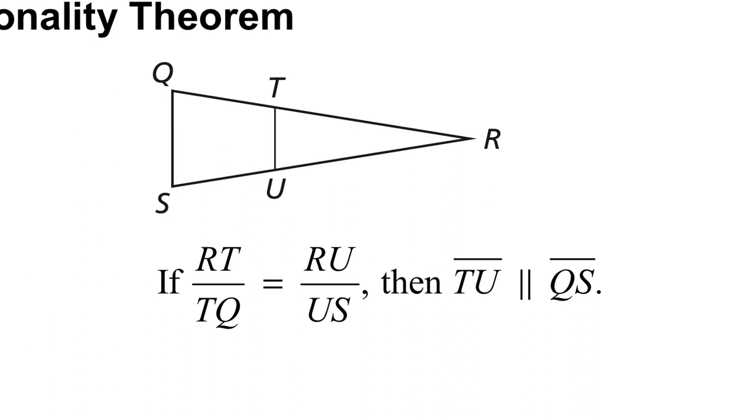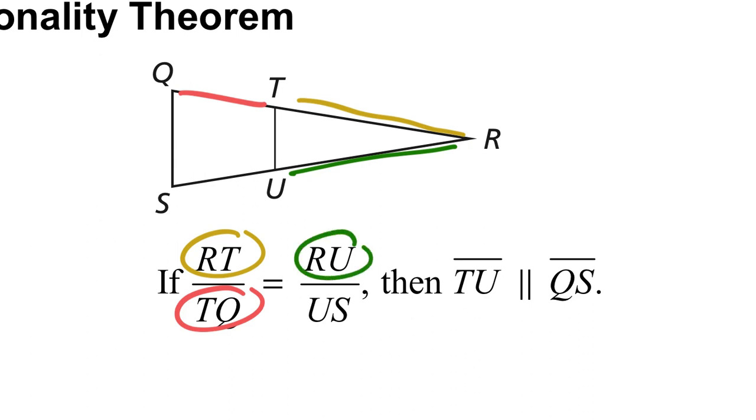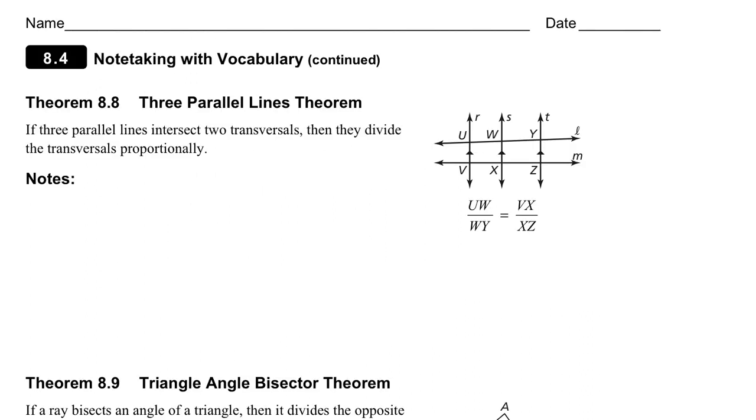So if we have these two little sections here, let's say RT and TQ, there's the ratio. And then we find the ratio of RU and US. So then we set up that proportion. If they are proportional, so the two ratios are set equal, then we know that the two sides here, TU and QS, those are parallel lines. All right, there's the first two theorems.